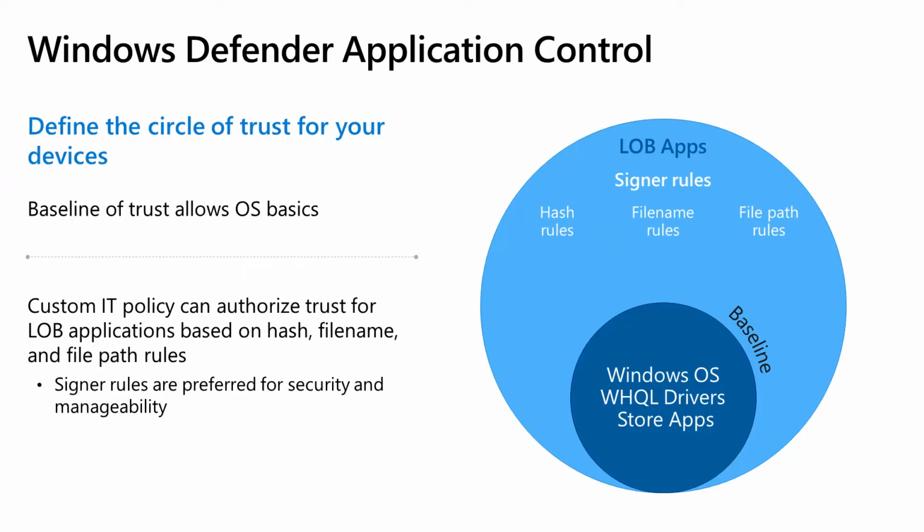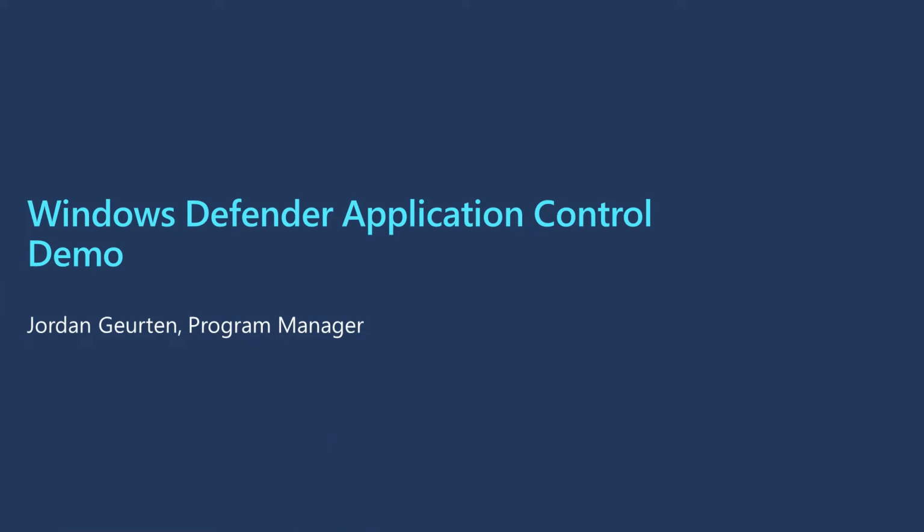Think about Windows Defender Application Control as a way to define the circle of trust on your devices. As a baseline, you could only allow the OS components to run on your devices. Then as an IT pro, you could get creative and generate policies based on hash rules, file types, and file paths, such that only certain applications will run on your machine. Now, with code signing, you can also create signer rules, which are really more preferred from a security and manageability perspective. So now I'm going to hand it over to Jordan, who's going to walk us through Windows Defender Application Control and how it works really well with code signing.